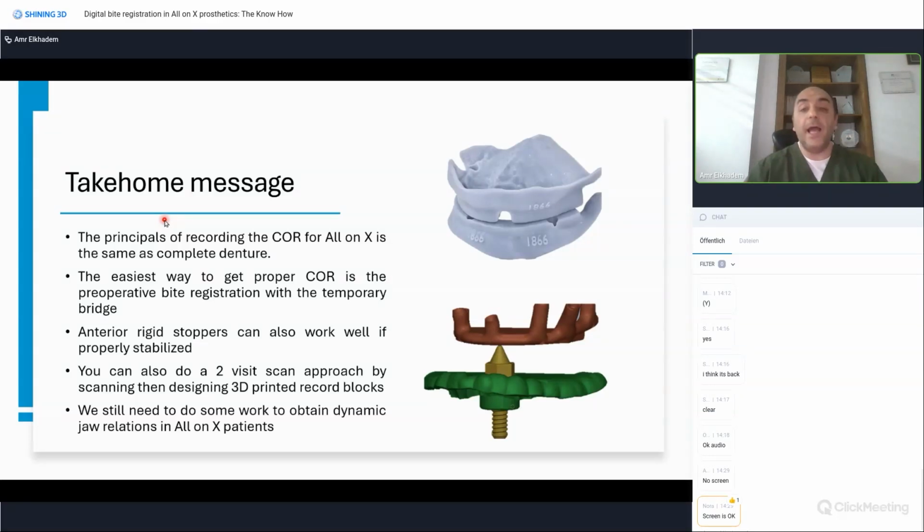If you have a case which is problematic, you cannot stabilize and do the anterior deprogrammer, just go first to a scan. You get your scan first, and then you design record block. Better that you get your record block and attach them to metal cylinders to the implants so that they are stable, they are not moving, and then you take the jaw relationship and you scan it.